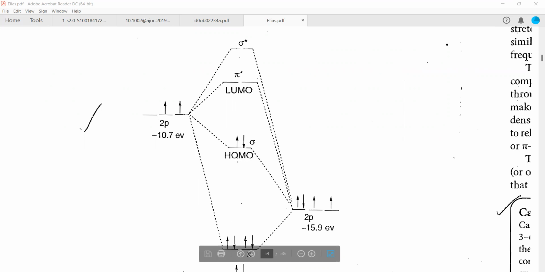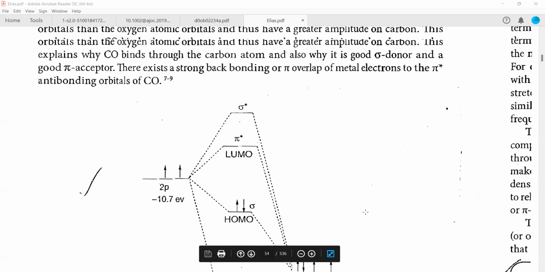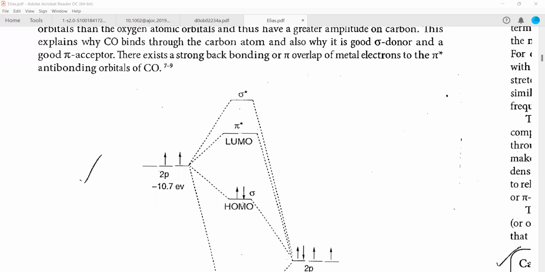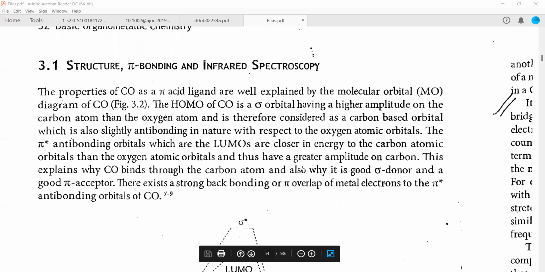So what does this mean? This means that this sigma has more dominance of the carbon atom than oxygen, and also it is some kind of antibonding with respect to the oxygen. Okay. What this means we are going to discuss later because it is very important. For now you need to understand that it has some antibonding character with respect to the oxygen atom. Okay, so this result we are going to use further in this chapter in order to solve some questions.